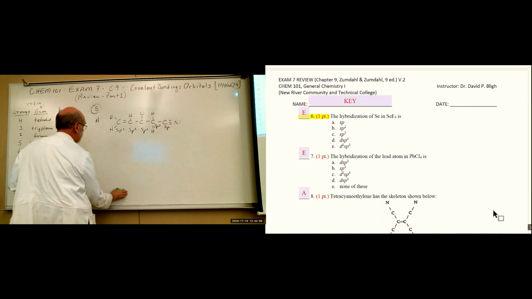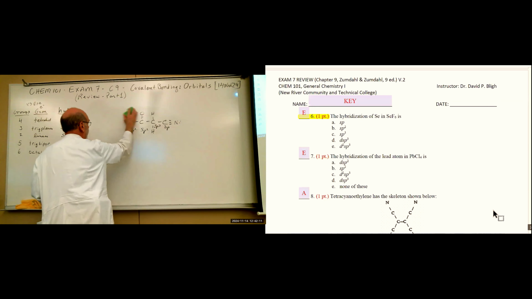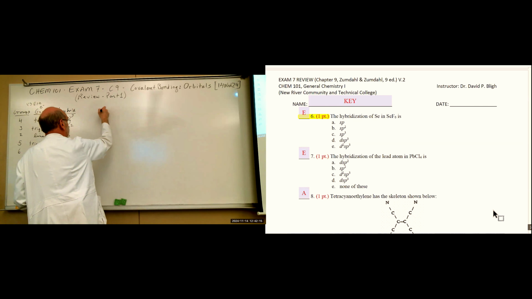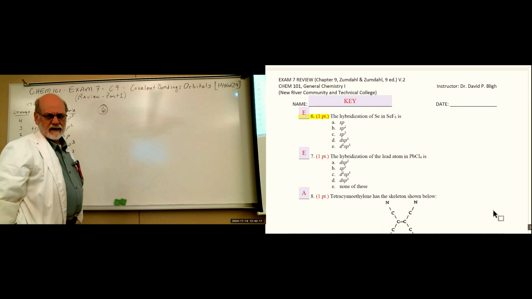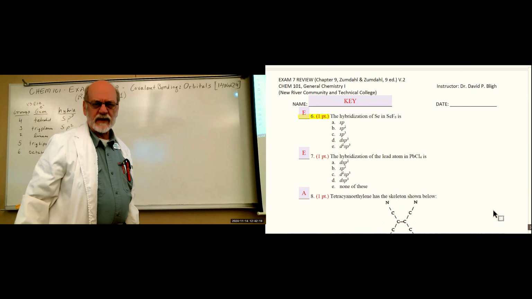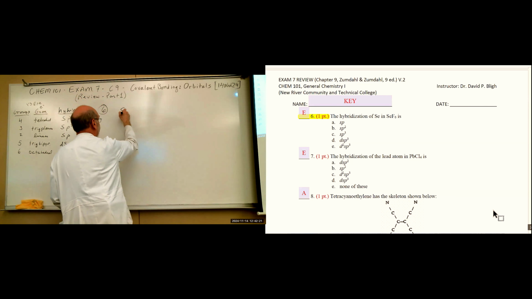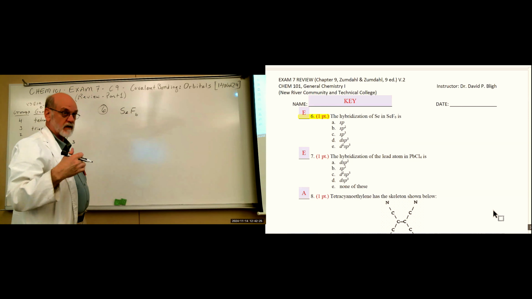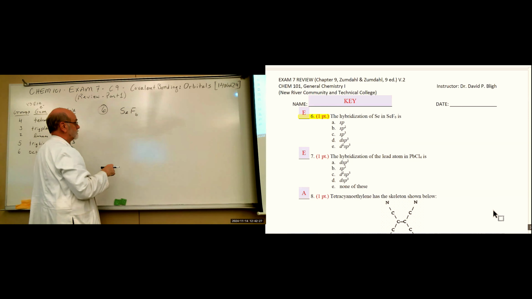Number 6. The hybridization of selenium in SeF6. Okay. In order to start from a formula like that, you got to draw the Lewis structure.